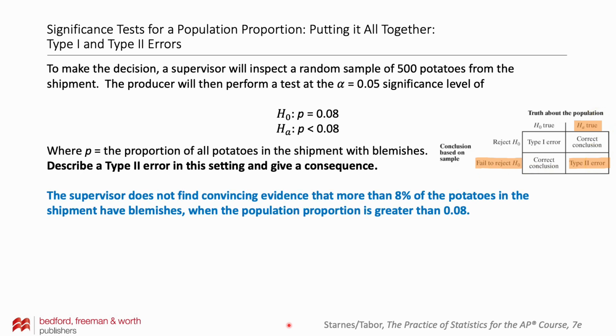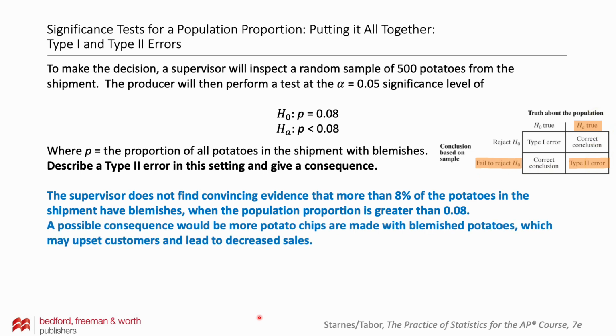So here the supervisor does not find convincing evidence that more than 8% of the potatoes in the shipment have blemishes when the population proportion is greater than 0.08, which is the alternative. So a consequence could possibly be more potato chips are made with blemished potatoes, which may upset the customers and lead to a decrease in sales. So that could be an option of a consequence there.